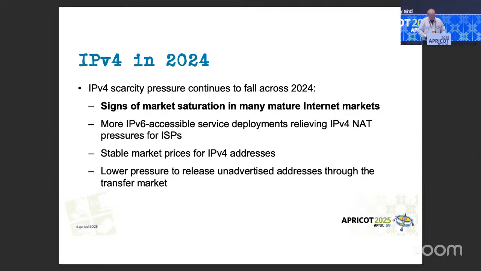V6 NAT pressure, V6, they're equilibrating. The folk who have moved, have moved. The folk who haven't moved to V6 aren't likely to move at this point. There is a relatively metastable point in the market. There's no big changes that I would expect in the next 12 to even 24 months. And that means lower pressures to release unadvertised addresses in the transfer market because the pricing isn't moving. The amount of money you can get for your addresses won't change in the next 24 months the way things are going.